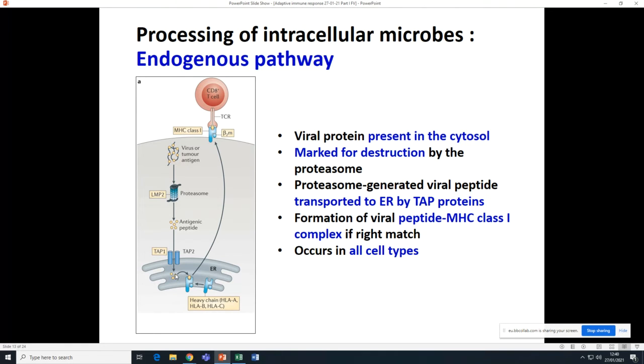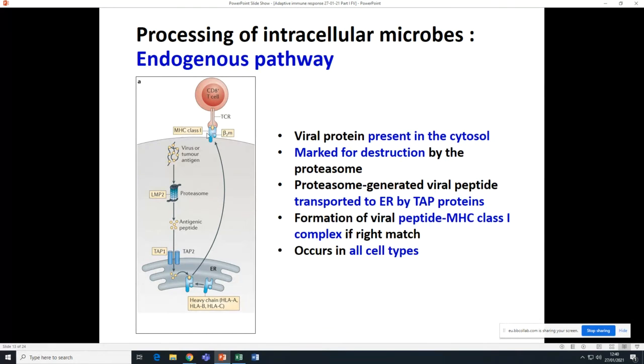They get into the ER. And in the ER, there are different MHC class 1 molecules, A, B, C, that are waiting. And when you have the right match, meaning the right peptide for the right MHC molecule, you have a complex, and then this complex is expressed at the cell surface. Okay? Very ingenious system. So you depend on the right match, and we're going to talk about it.